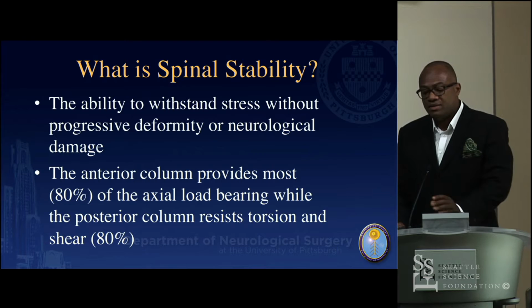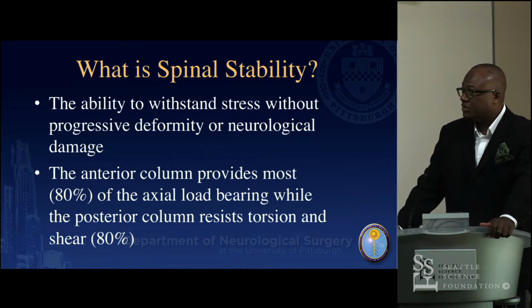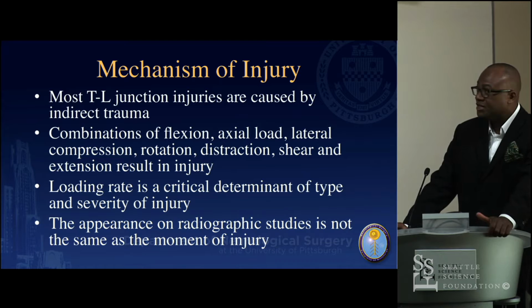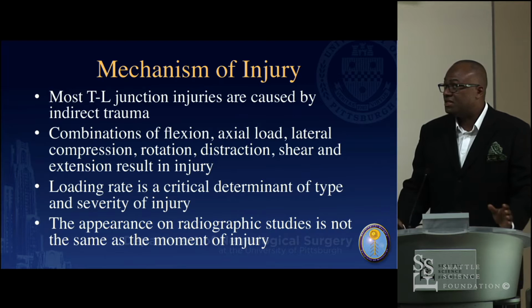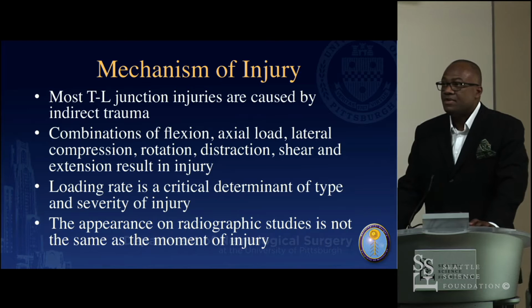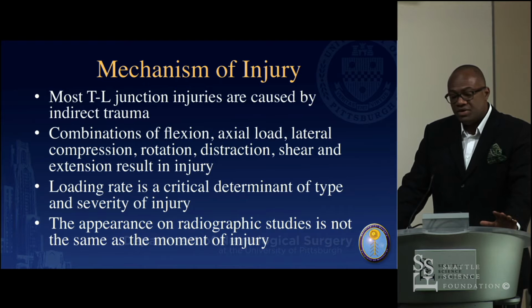So the anterior column provides 80% of the axial load bearing, while the posterior column resists torsion and also shear forces. So that all comes into play when you start thinking about how things are classified, what kind of mechanism of injury we're going to experience. There's always a combination of flexion, axial load, lateral compression, rotation, distraction, and shear extension that results in injury. And so by recognizing this, that's how the predominant classification systems of our thoracolumbar injuries are sort of defined. And also we have to determine the neurological injury associated with it to augment our decision-making in terms of treatment. So it's not everything that you see on the radiographic image portends the level of injury.